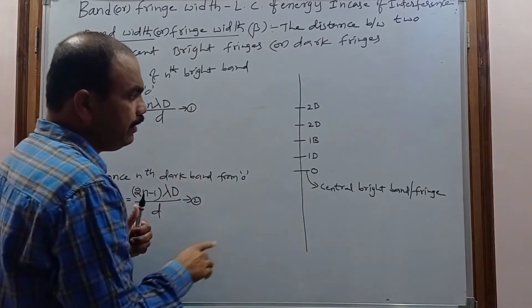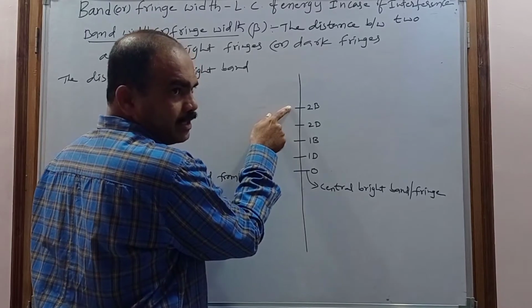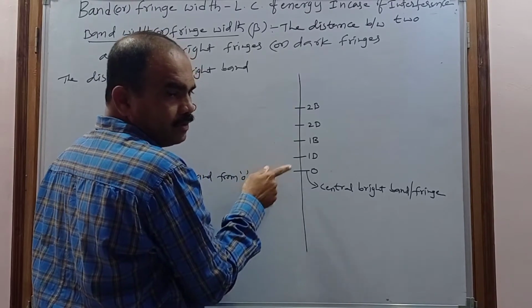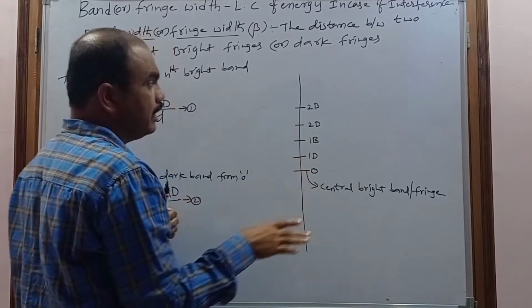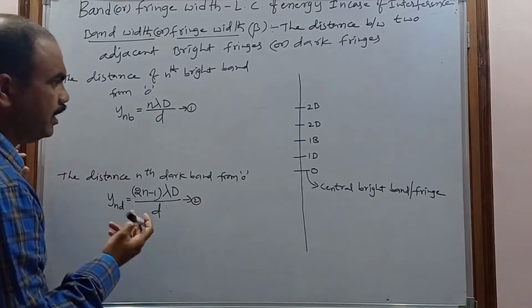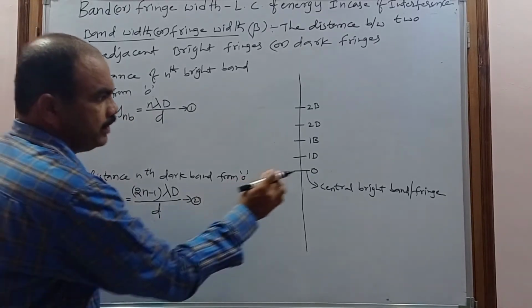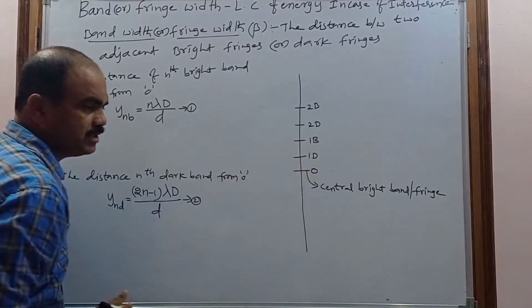In the same way, finding the first bright band distance from O and the second bright band distance from O, when we subtract one from the other, we get the bandwidth in the case of the bright fringes. So first of all, I am finding the first dark band distance. How do I get the first dark band distance?